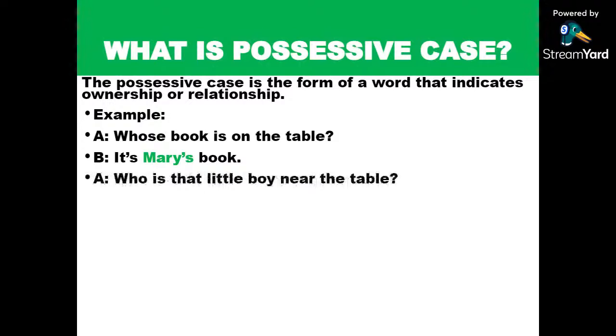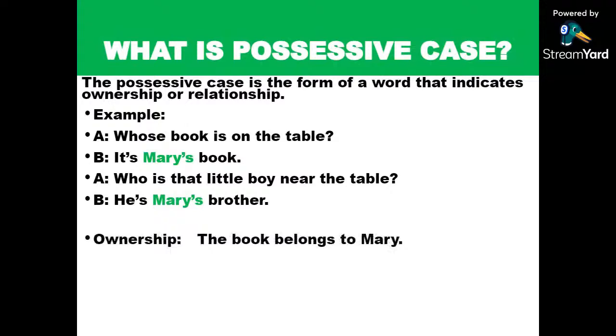Then there is another question by Speaker A. Who is that little boy near the table? Speaker B replies, he is Mary's brother. So you see, again the apostrophe and S is not indicating ownership in this second example, but indicating relationship. So we can see that the possessive case is indicated or shown by the apostrophe and S, and we are going to look at specific rules for forming possessive nouns.